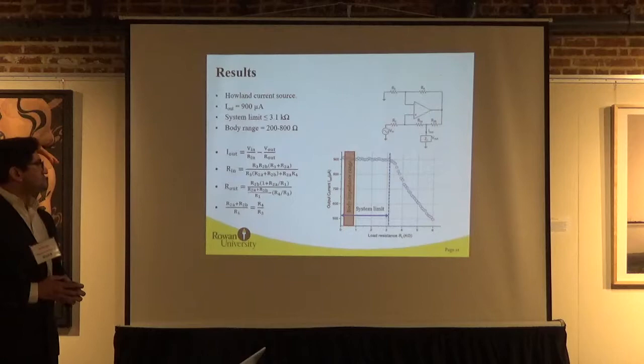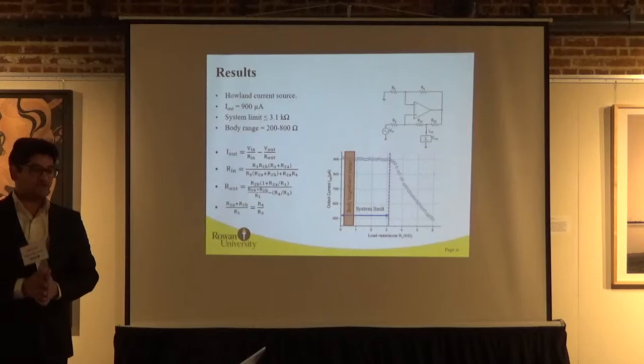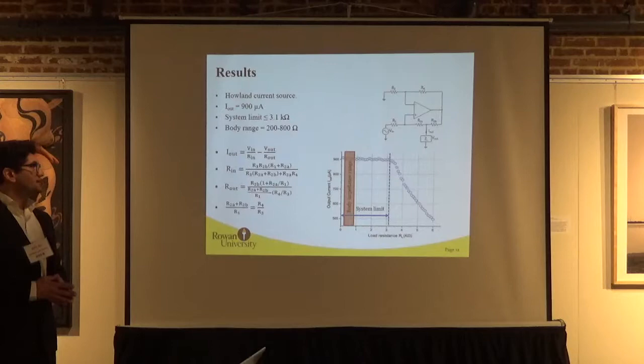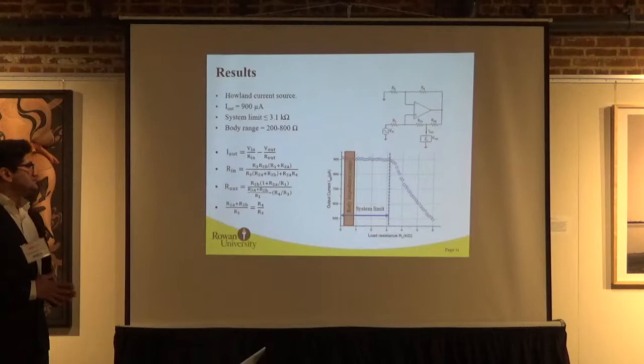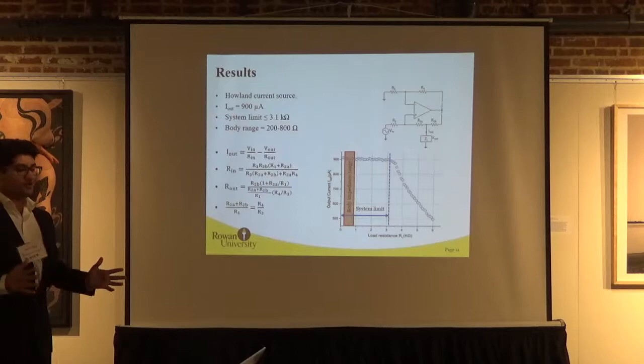Our designed current source is tested by varying the resistance from 100 ohms up to 6 kilo ohms. And you can see from the result that the designed current source is able to provide a constant current up to 3.1 kilo ohms. Since the human body has a resistance of between 200 ohms and 800 ohms, this system will work on almost all the subjects.